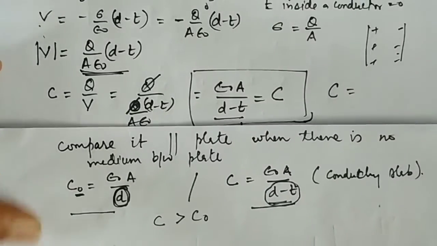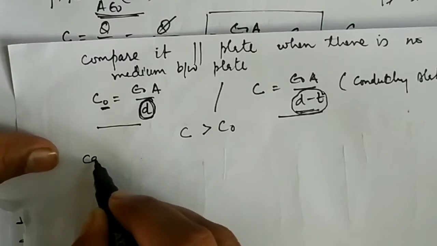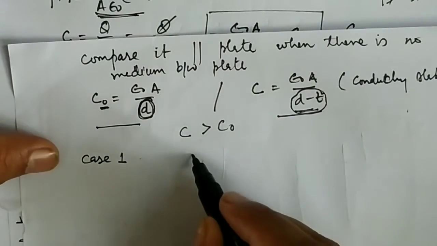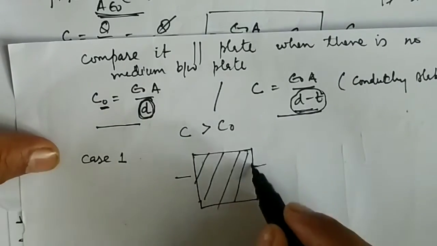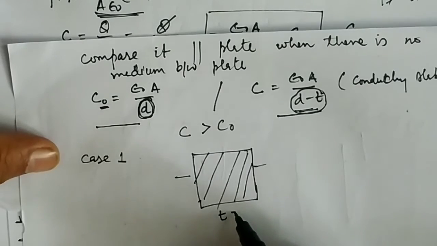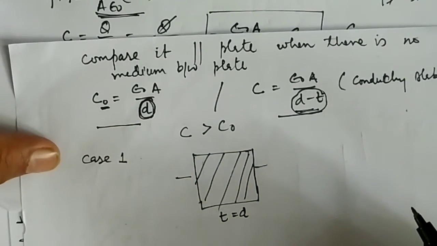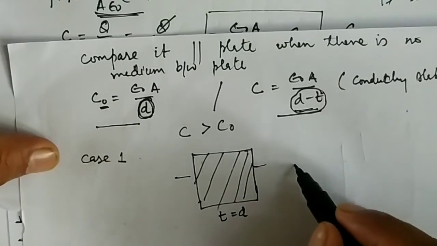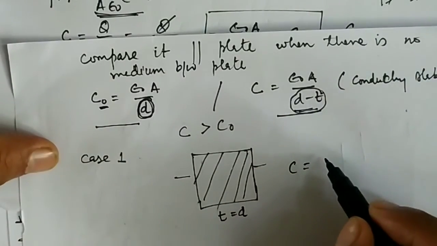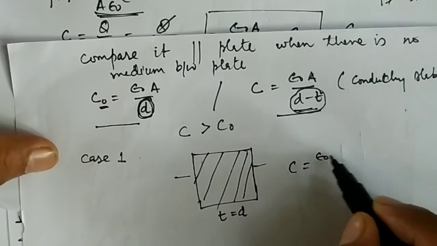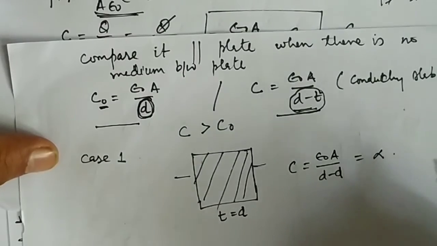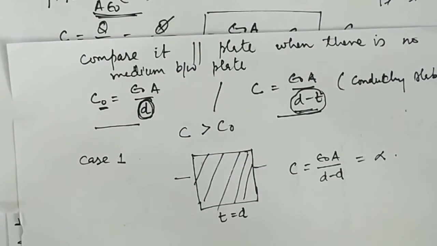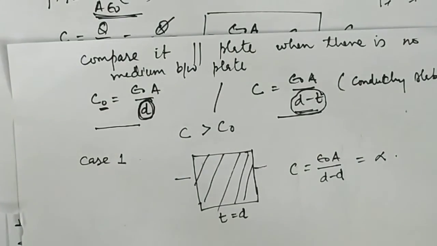Now let us discuss one more case. If the conducting slab completely fills the space between the parallel plates, then the thickness t is equal to d, the distance between the plates. In that case the capacitance becomes epsilon naught A divided by (d minus d). Since t is also d, this is equal to infinity. The gap between the plates is completely filled with the conducting medium, so the capacitance becomes infinity. So this is all about this topic. Thank you.